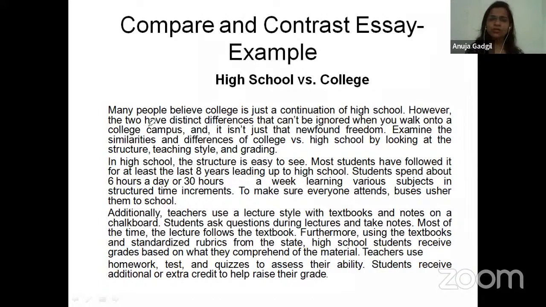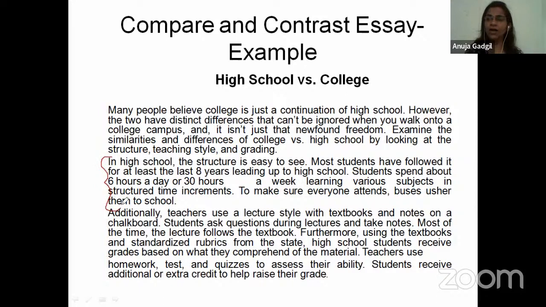Okay? These two have differences. So here we introduce the topic that college life and school life are different. The intention of this essay is to examine similarities and differences. This is the introduction. What is the aim of your writing in short?